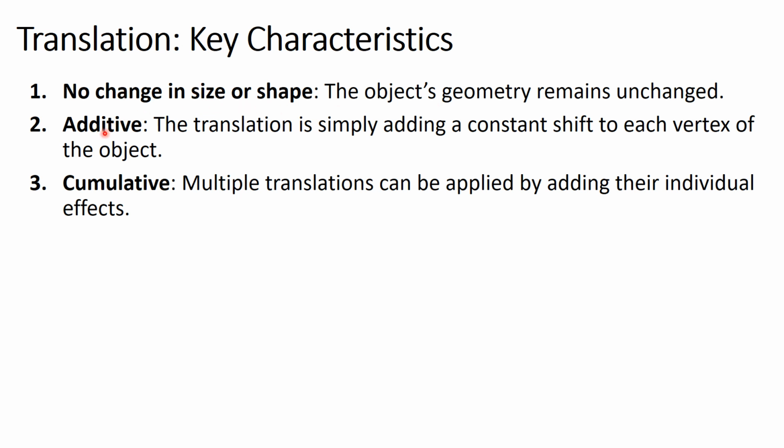The second characteristic is additive. The translation is simply adding a constant shift to each vertex of the object. So translation is an addition operation. The addition can be positive or negative in general, as you are adding a shift value to the vertex.